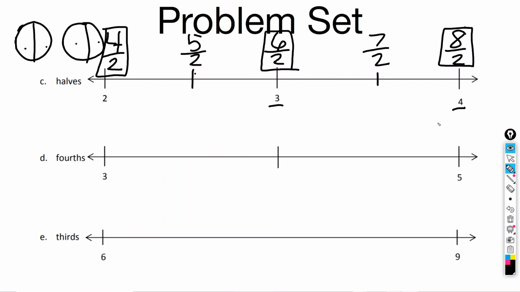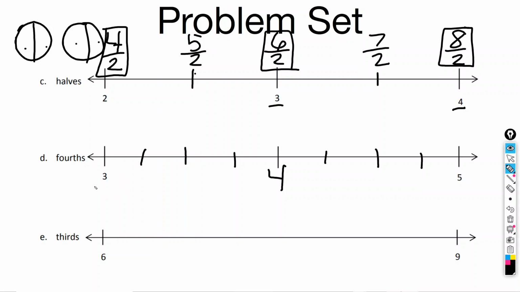D is fourths. So I notice that it's 3, and then there's nothing here, and then 5. And I know that missing number is 4, so I'm going to fill that in. Then I have to break my number line into fourths, split it in half, split it in half again. So now each part of my number line between 3 and 4 is broken into fourths, and between 4 and 5 is broken into fourths.